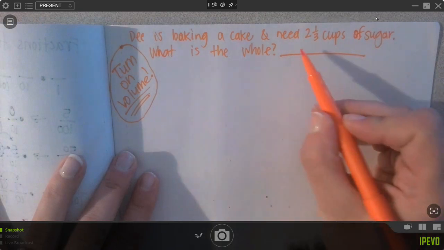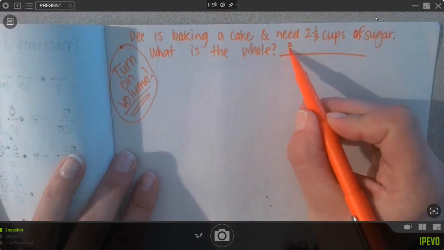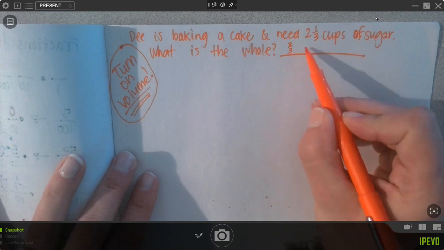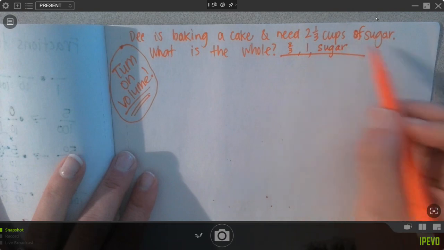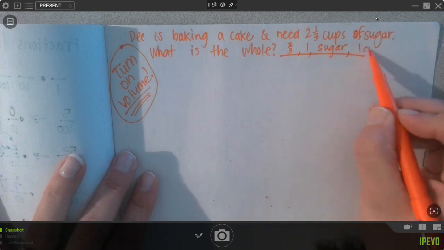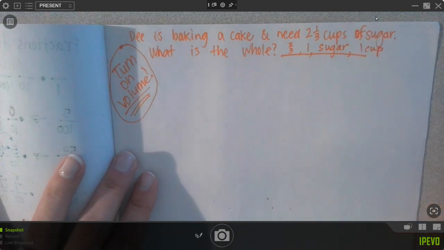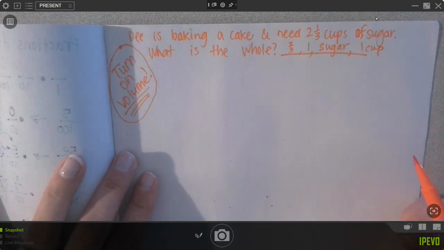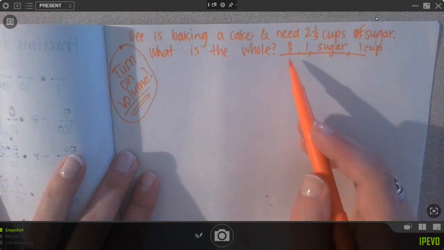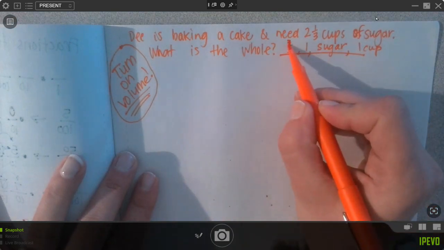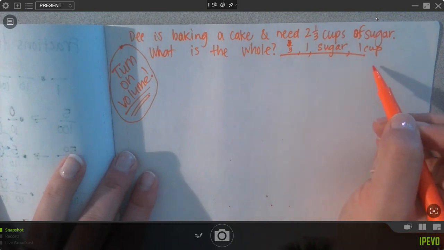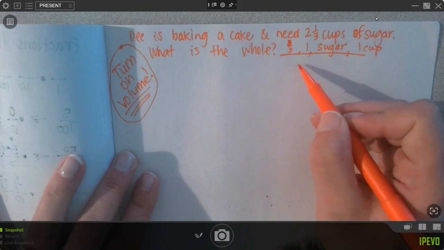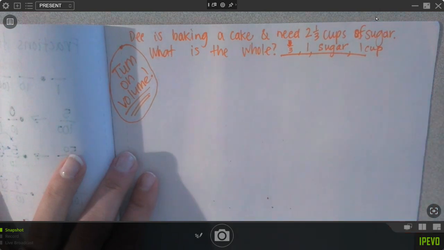So I bet some of you would say 3/3, 1 whole, and some of you might say sugar, and some of you might say 1 cup. Okay, so we really need to define what is the whole. And really we're looking at sugar in the beginning, but are we sure? Are we sure it's not 3/3? Or if we thought it was 3/3, are we sure it's not sugar? What about 1 cup? What about 1 whole? How do we know?